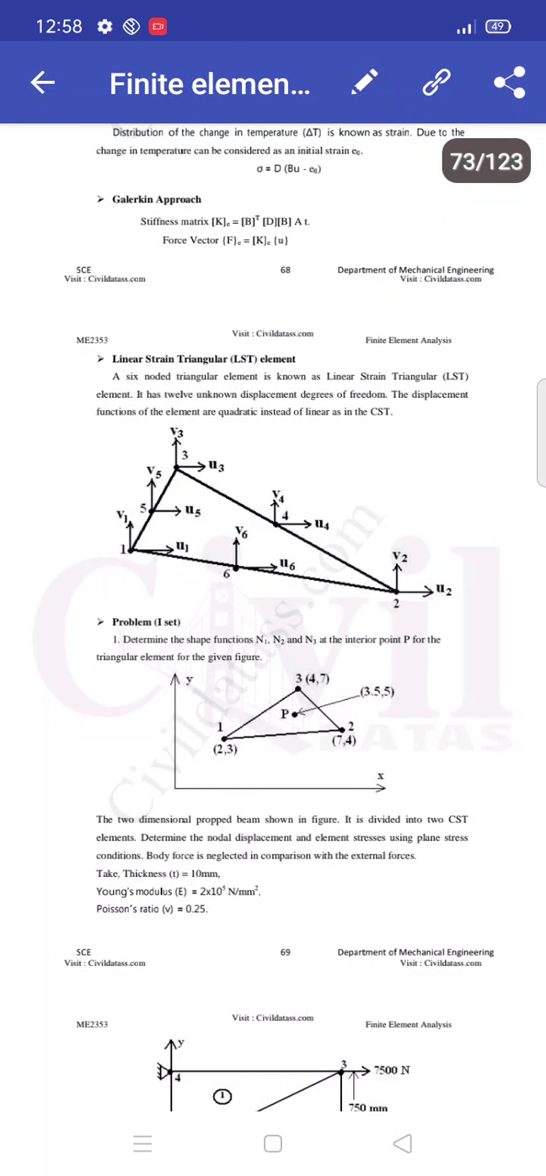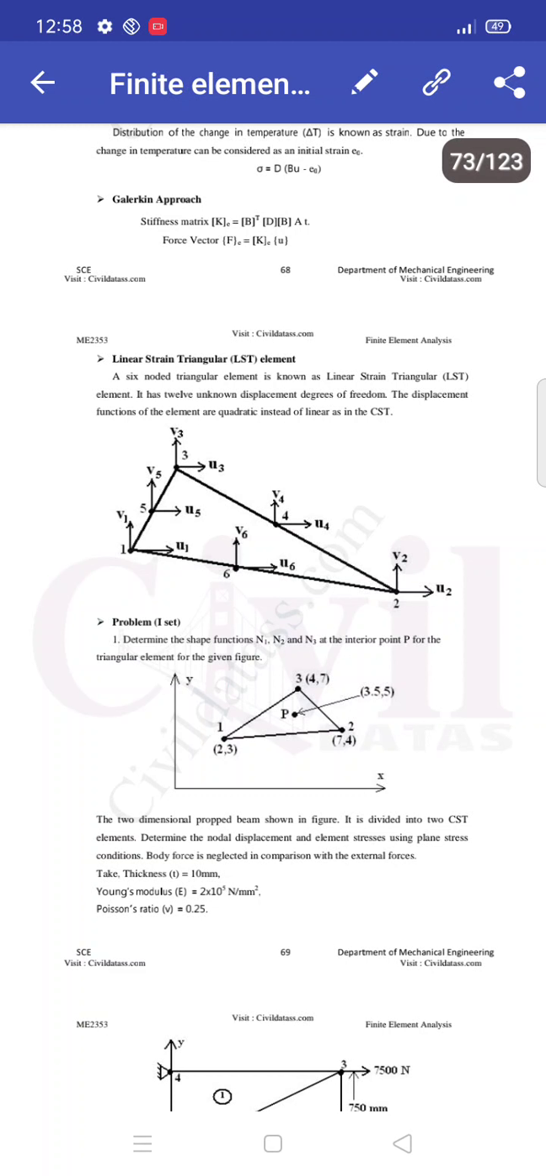So next we see about LST, linear strain triangular element. A 6-noded triangular element is known as linear strain triangular element. It has 12 unknown displacement degrees of freedom. The displacement functions of the element are quadratic instead of linear as in the CST.